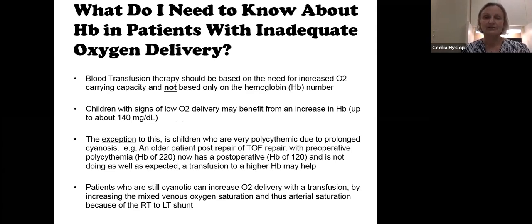So what do I need to know about hemoglobin in patients with inadequate oxygen delivery? Blood transfusion therapy should be based on the need for oxygen carrying capacity and not on a hemoglobin number. Maybe a patient has a less than optimal hemoglobin, however they've got good lactates, they're warm and well perfused, they're in good neurological status, and they're voiding an adequate amount. We probably won't transfuse them just to get a good number for hemoglobin.